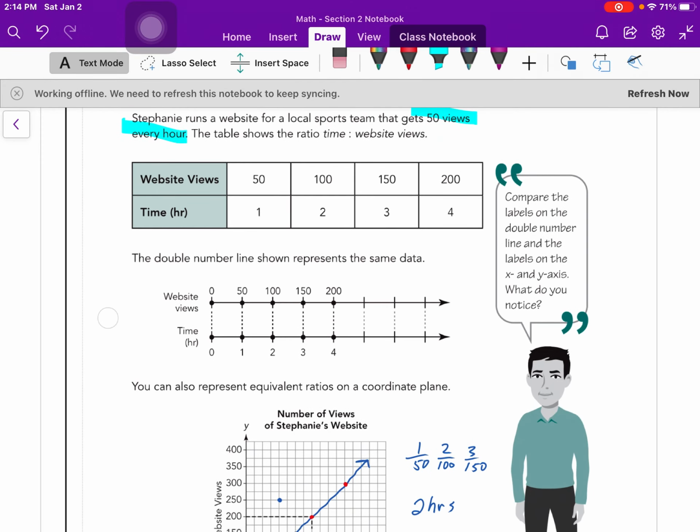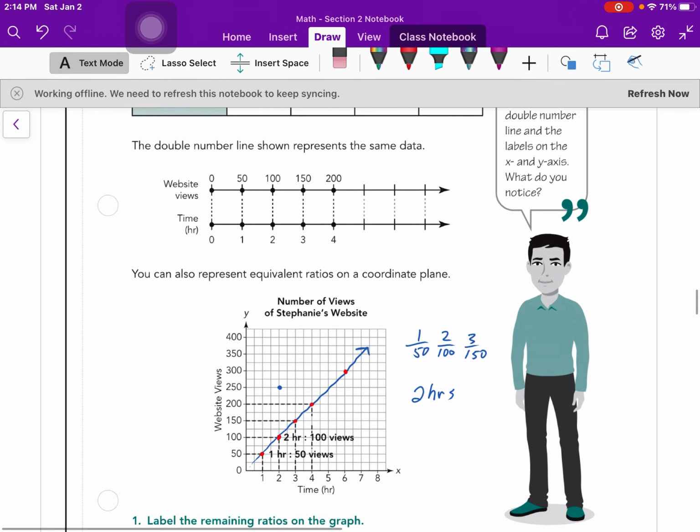Okay. The double number line shown represents the same data. So we can do the same thing in a double number line. The top shows the views, the bottom shows the time, 50 views in 1 hour, 100 in 2, 150 in 3, and 200 in 4. You could also represent it on a coordinate plane.